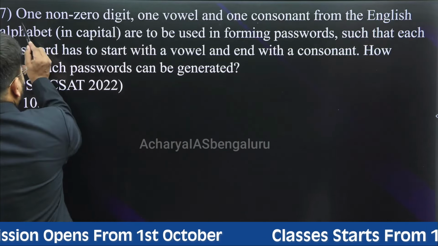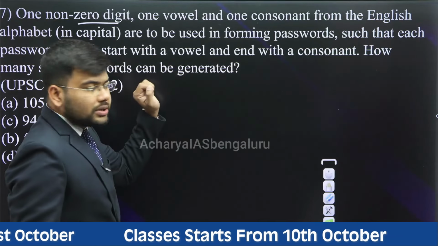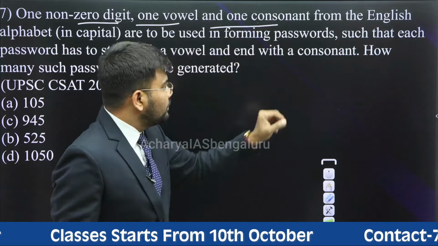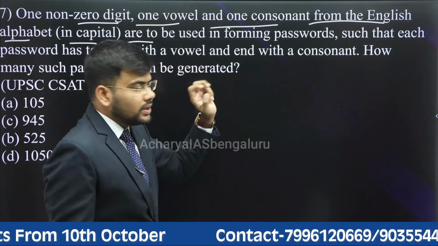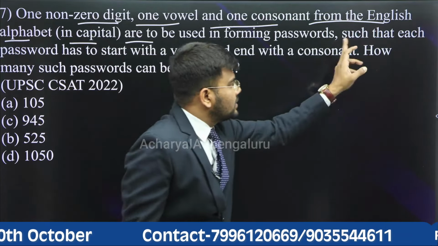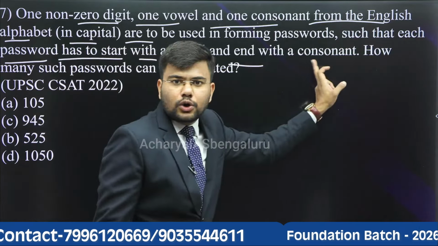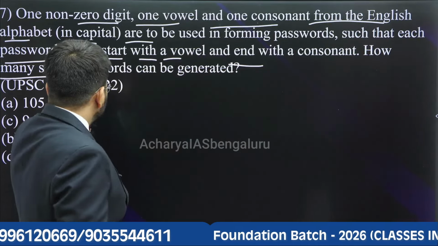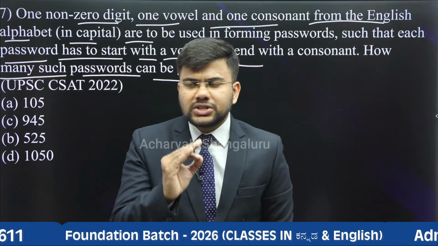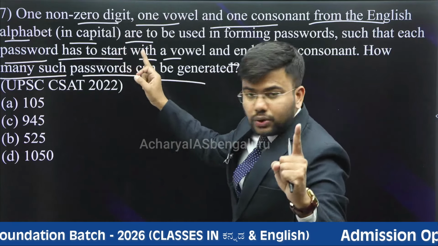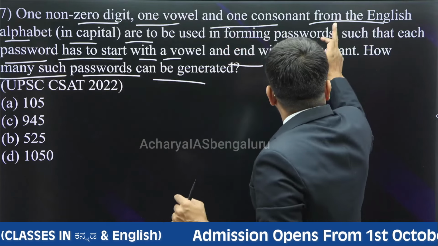One non-zero digit, one vowel and one consonant from the English alphabet in capital are to be used in forming passwords, such that each password has to start with a vowel and end with a consonant. How many such passwords can be generated? That means you have to form a password which contains one non-zero digit, that is, 0 you cannot have, one vowel and one consonant from the English alphabets.